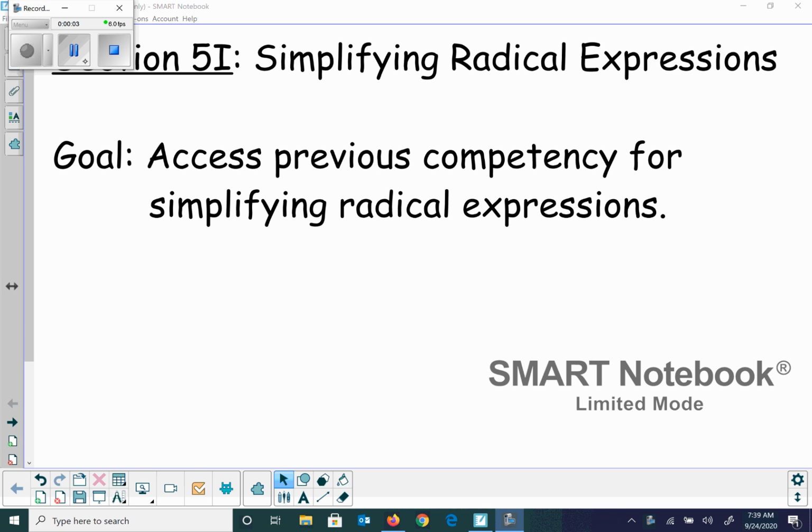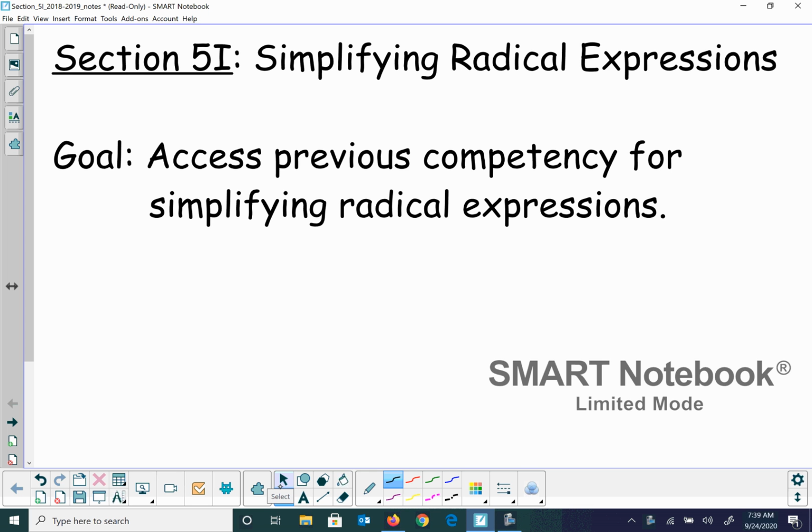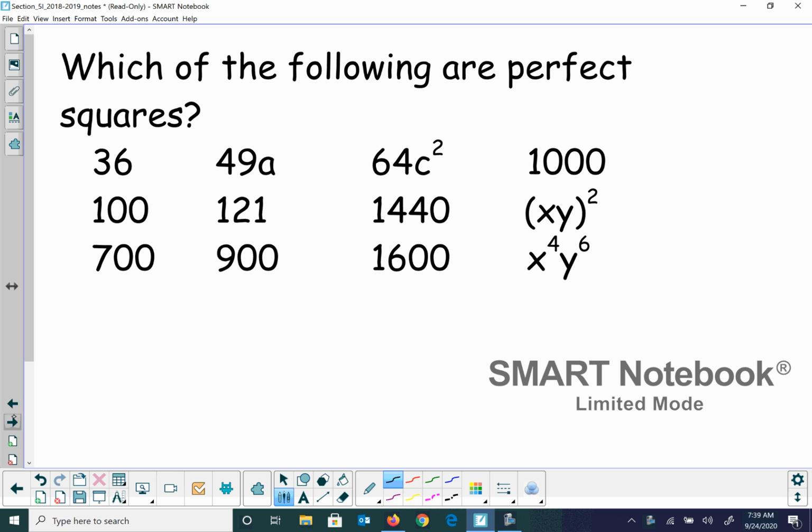Accelerated Algebra 2 here. So we're going to go through 5i, simplifying radical expressions, and see how we do.